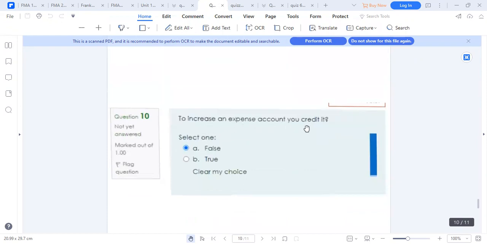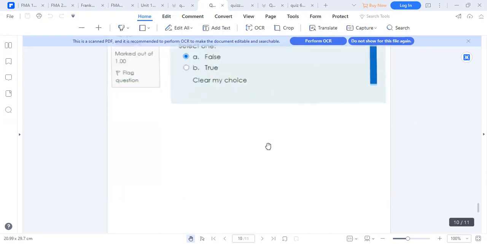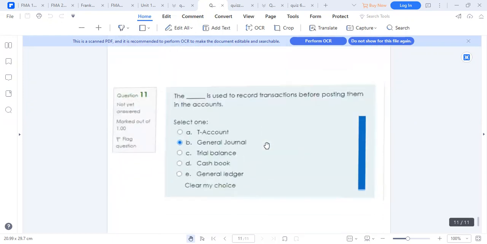To increase an expense account, you credit it. No. Expenses, using PERLs, to increase them we debit them. The dash is used to record transactions before posting them to the accounts. So we use the general journal.